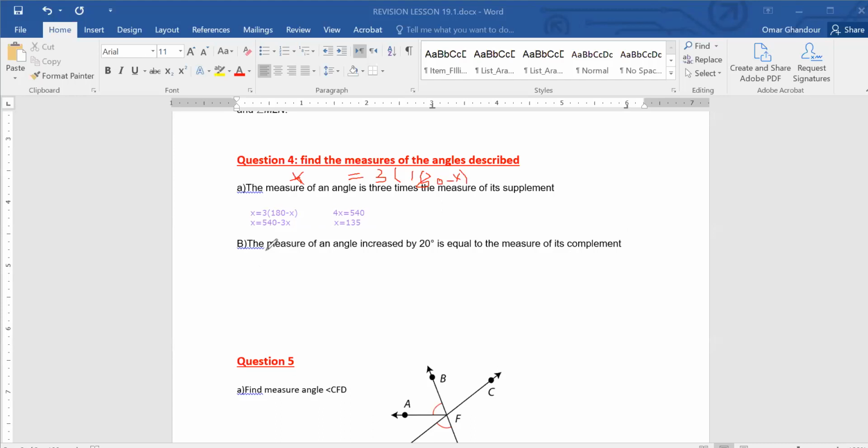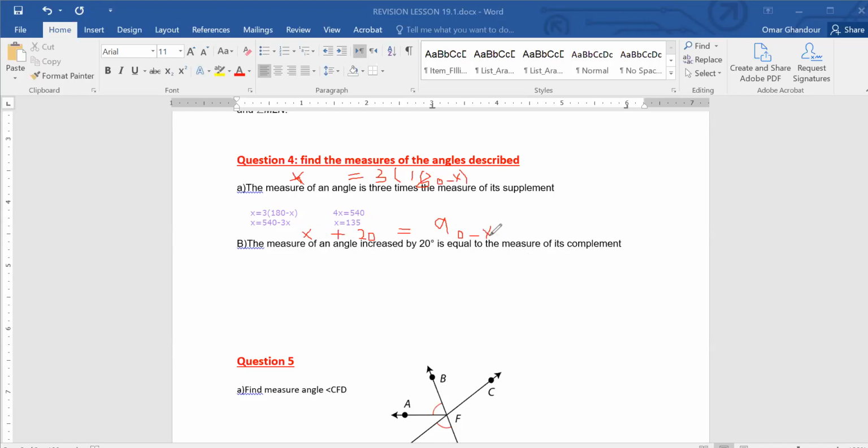So the measure of an angle, again, this is unknown, so I will name it x. Increased by 20. What does it mean, increased by 20? Increased means plus, 20 means 20. So x plus 20. Is means equal, to the measure of its complement. Complement means 90 minus x. So here it's 90 minus x, and you have your equation.